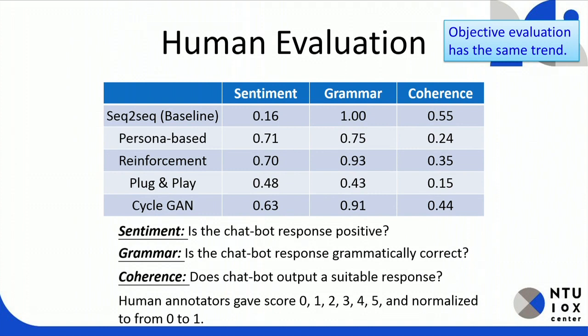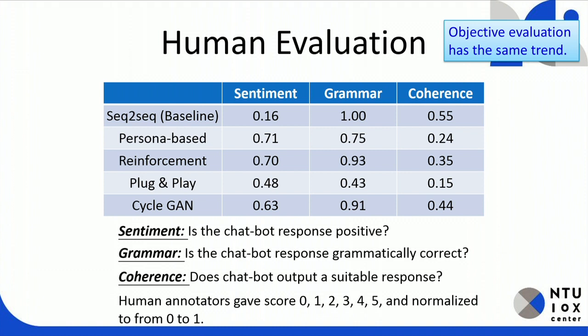And here is some experimental result. Here the result we show is the human evaluation result. We also have objective evaluation results in our paper, but the result is very similar, so I do not show the objective evaluation result here. We evaluate the result from 3 different aspects. First of all, because we want the output of the chatbot to be positive, we ask the user whether you think the output of the chatbot is positive or not. This is the first question we ask the user.